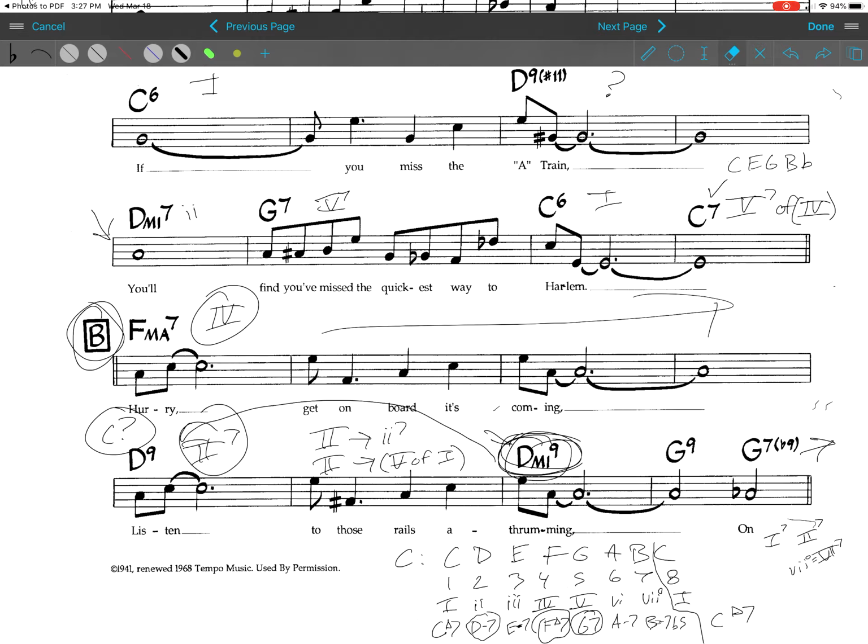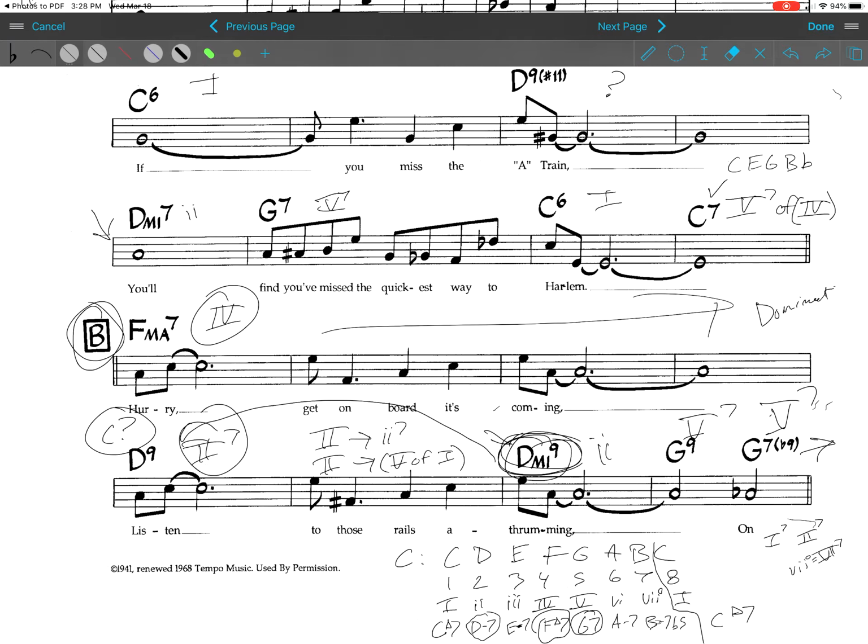I'll erase this really quick. Going to minor 2, going to 5, and this is also 5, okay? G9 or G7 flat 9 or G7 sharp 11 or G7 alt or G13 and so on. It's still a dominant chord. Doesn't matter what quality it is, okay? All the extensions are there just to add different kinds of tension.